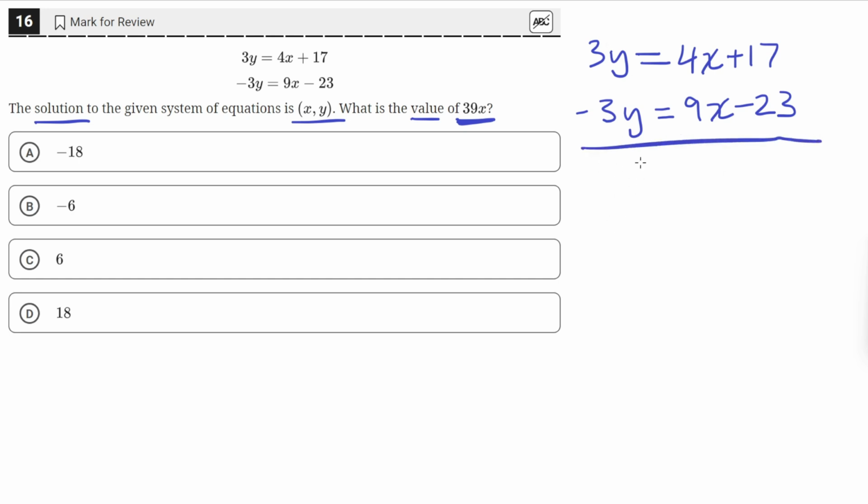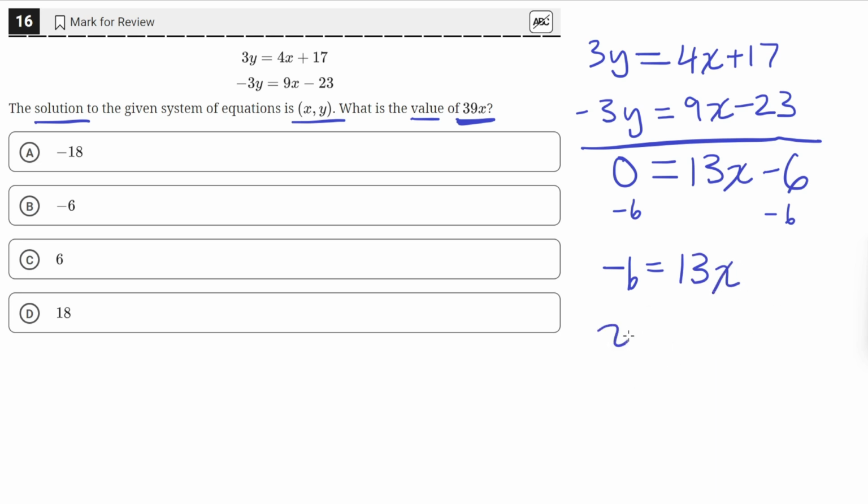Okay, so now let's just add. So 3y minus 3y is just equal to 0, and that's going to be equal to 4x plus 9x, that's 13x, and 17 plus negative 23, that's equal to negative 6. Then we can subtract 6 from both sides to get negative 6 equals 13x. So that means x equals negative 6 divided by 13.